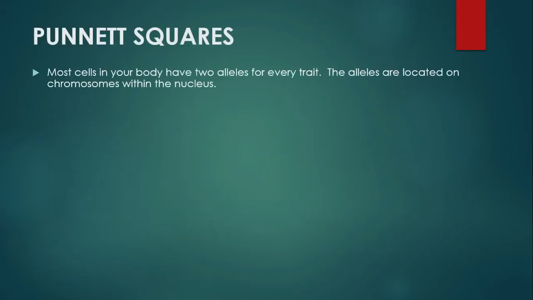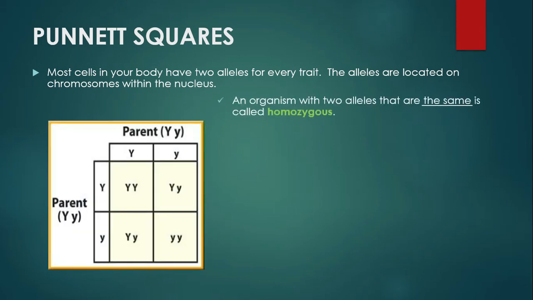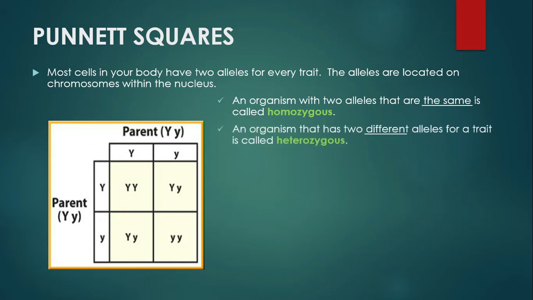Now, as we go on, most cells in your body have two alleles for every trait. So that particular eye color has two alleles. It could be both letter Y written in capital, it could be both letter y written in small, and others. Or it could be one capital and one small. These alleles are located on chromosomes within the nucleus. It makes up your DNA. Then, an organism with two alleles that are the same is called homozygous, and an organism that has two different alleles for a trait is called heterozygous. This is what I was talking about earlier.